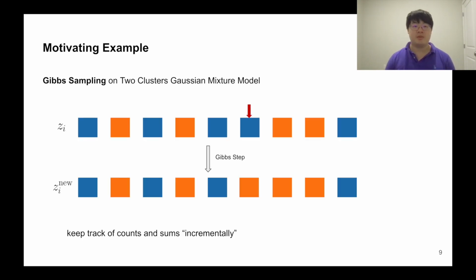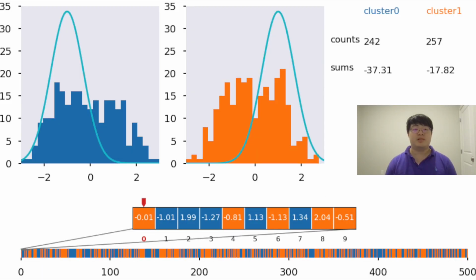Same as our optimized prefix sum, we can reduce the complexity of our algorithm by keeping track of the counts and sums incrementally. Let's visualize the optimized algorithm in action. This visualization currently shows the state of the algorithm right before the first Gibbs sampling step.